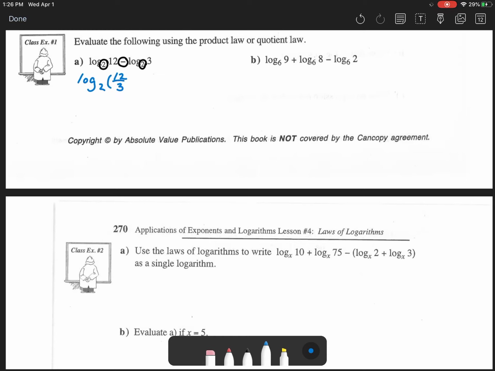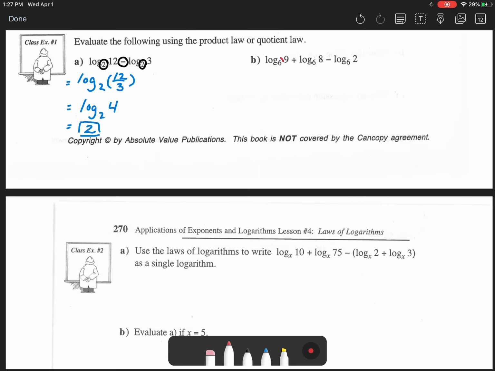So that's like 12 divided by 3. Okay, so that will simplify to log base 2 of 12 divided by 3 is 4. Okay, and that will have a value of 2. Okay, 2 to the exponent of 2 is 4. Okay, so there's the first one.